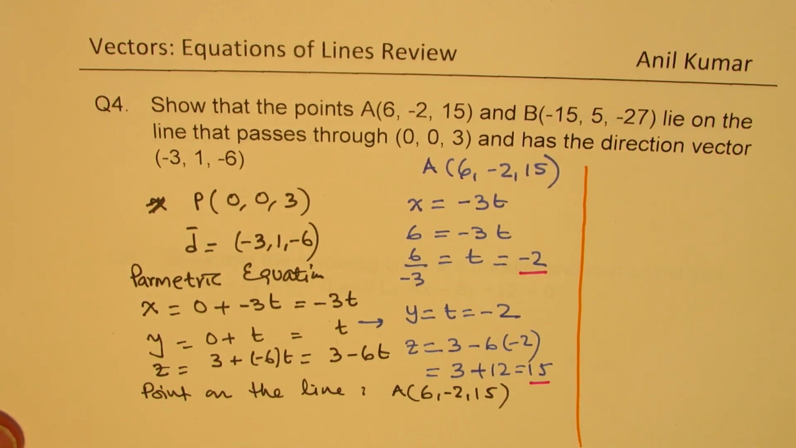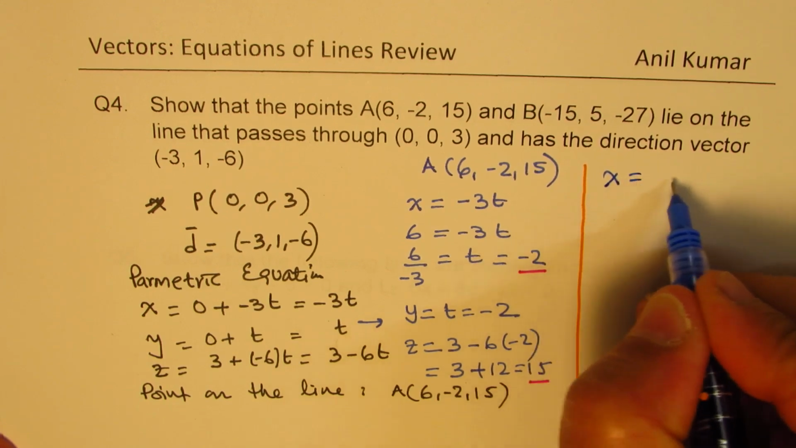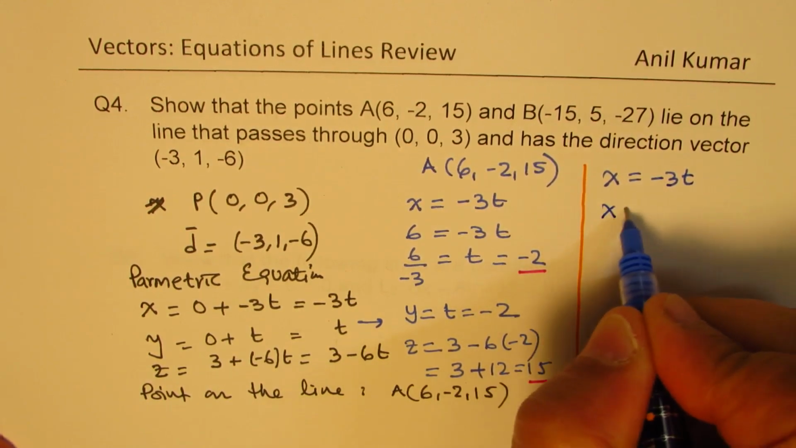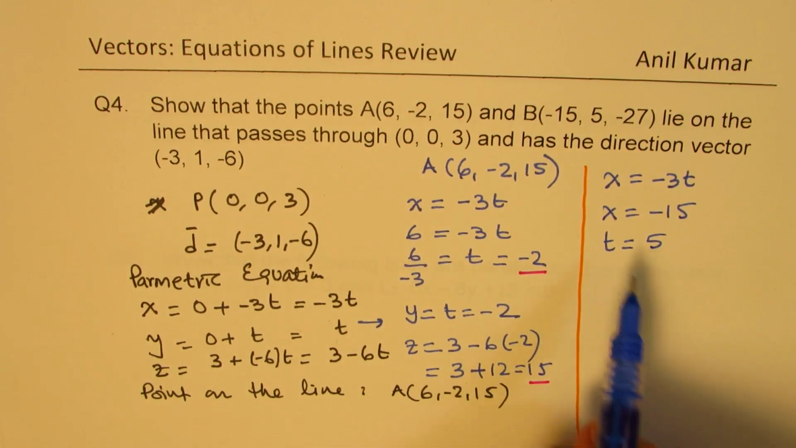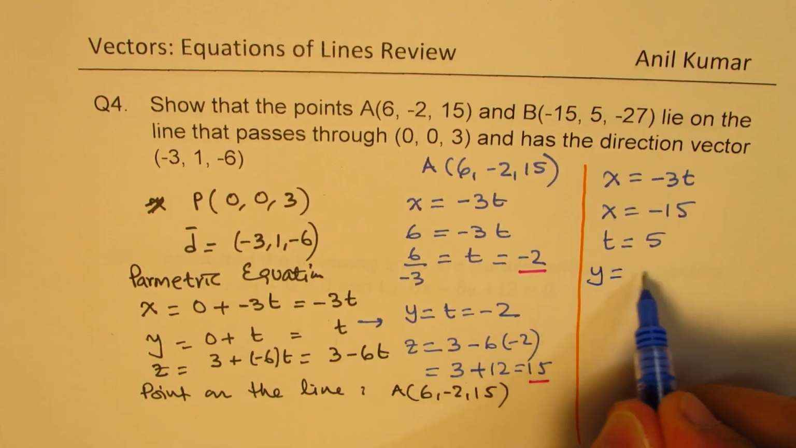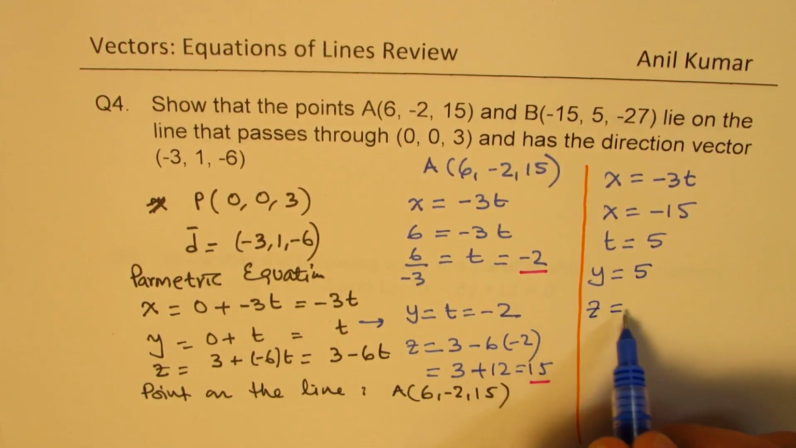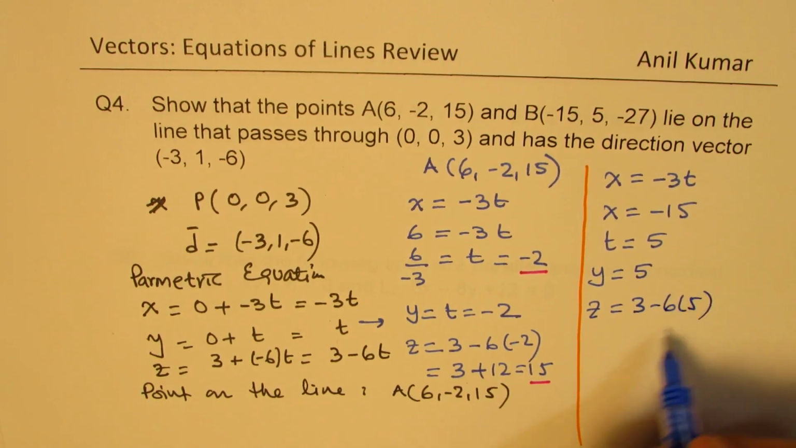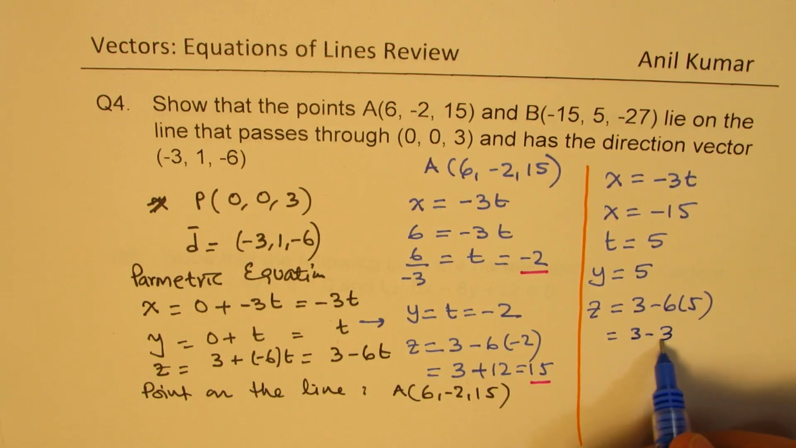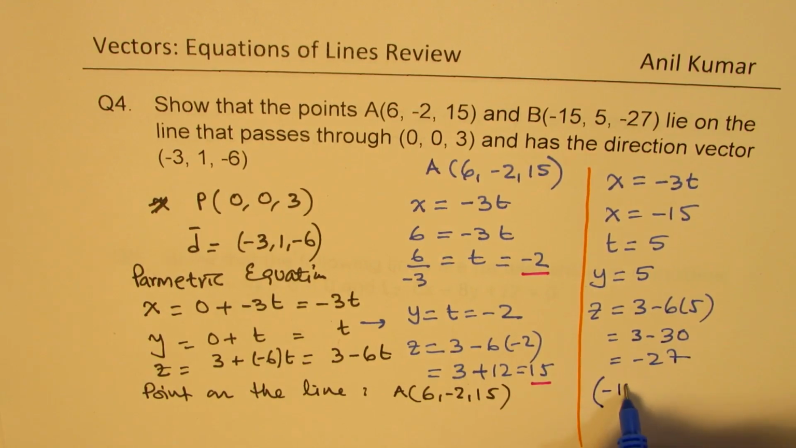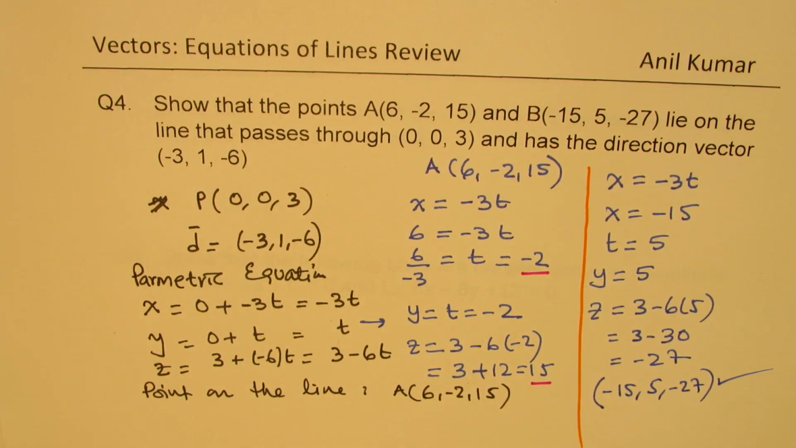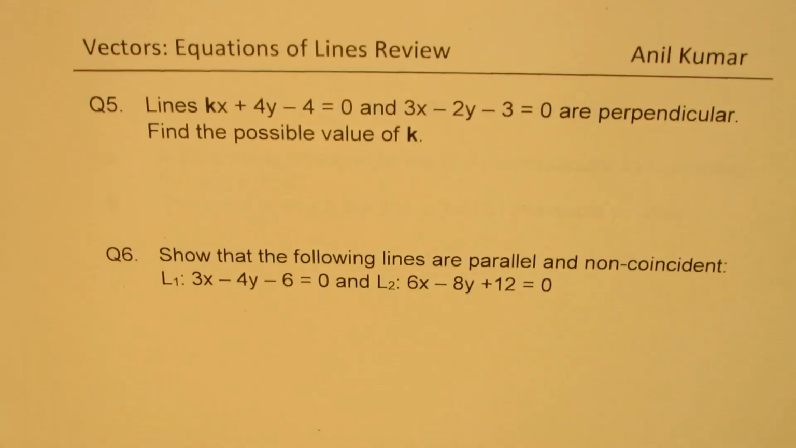Similarly, you could substitute the other values and find the point on the line. What you also note is that we have x equals -3t and we want x equals -15. Clearly, t is equal to 5. So if t is 5, then y is equal to 5 and z is equal to 3 minus 6 times 5, which is 3 minus 30, or minus 27. That gives you the point (-15, 5, -27), right? So that is how you could check that the point lies on the given line. Perfect.